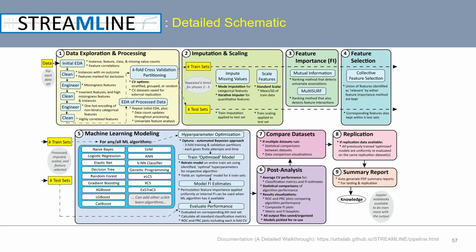That concludes this detailed walkthrough of the phases completed by the STREAMLINE automated machine learning pipeline. These phases have been arranged not only to clearly explain how this pipeline works, but also to encapsulate the most efficient arrangement of the pipeline when running it using high-performance computing parallelization.